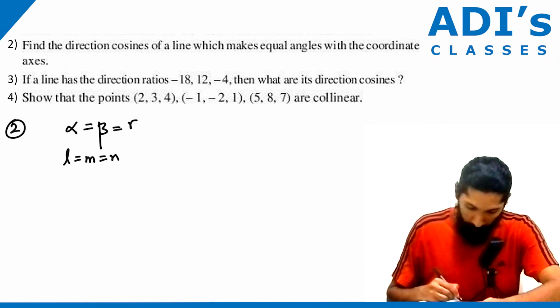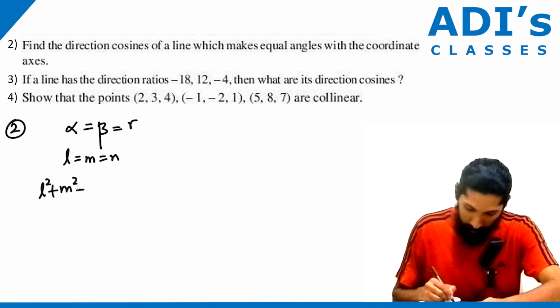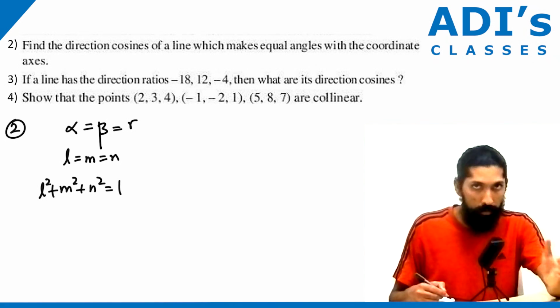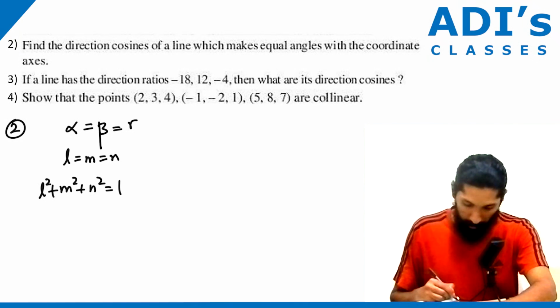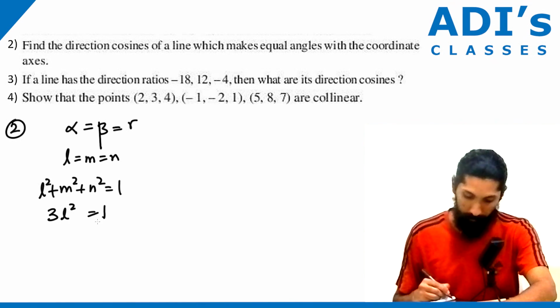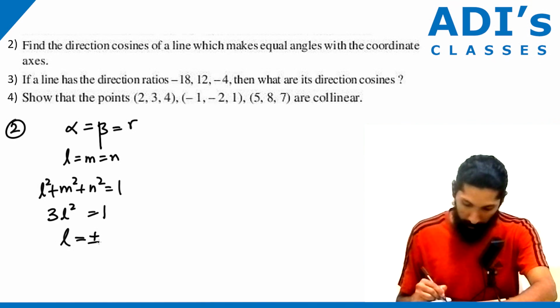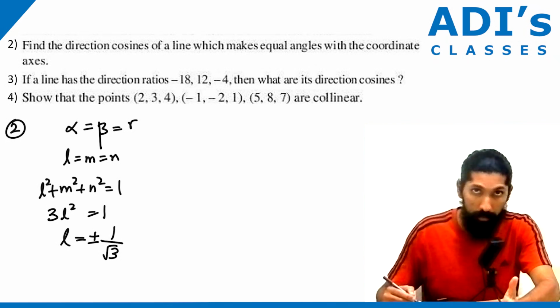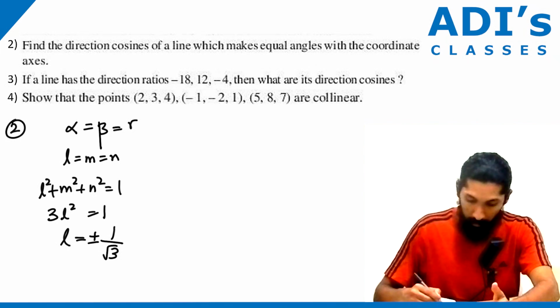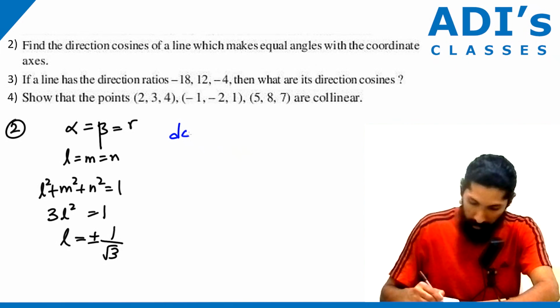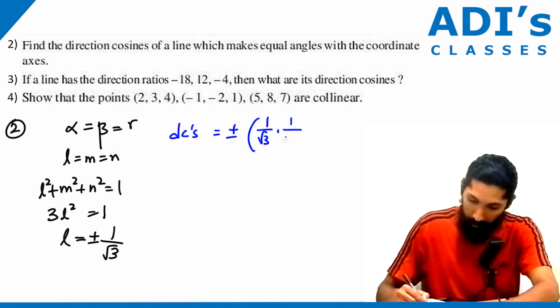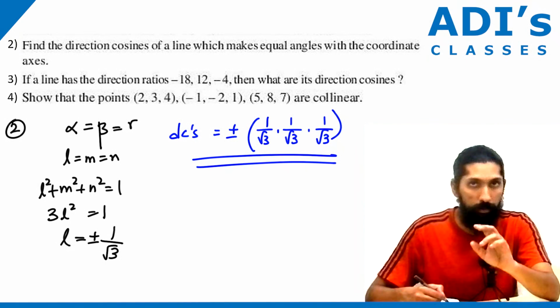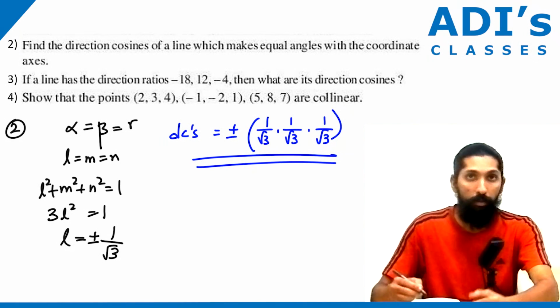Correct? So what do we have? l square plus m square plus n square is equal to 1. Since all the three are the same, we can say 3l square is equal to 1, or l is equal to plus or minus 1 by root 3. Since l, m, n are the same, the DCs are plus or minus 1 by root 3, 1 by root 3, 1 by root 3. This becomes the answer for the second question. Very, very simple. Let's do the third one.